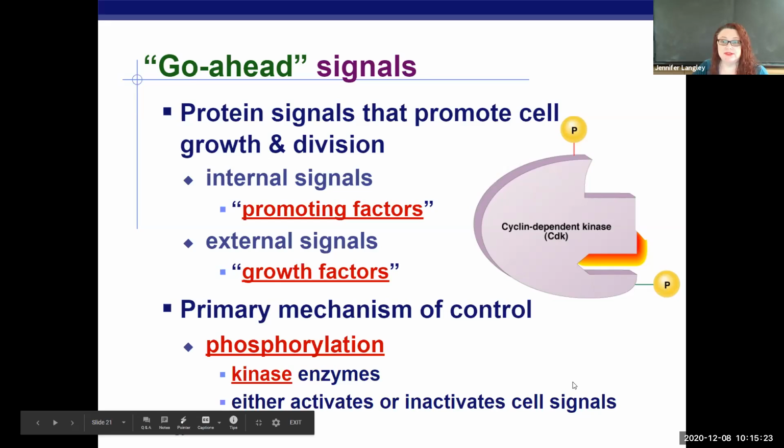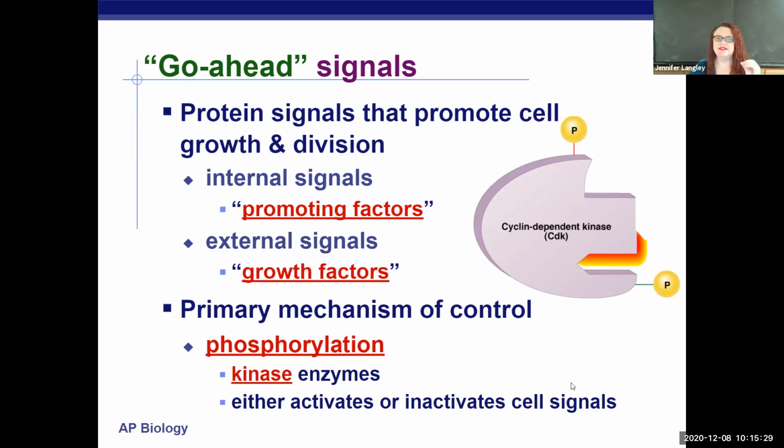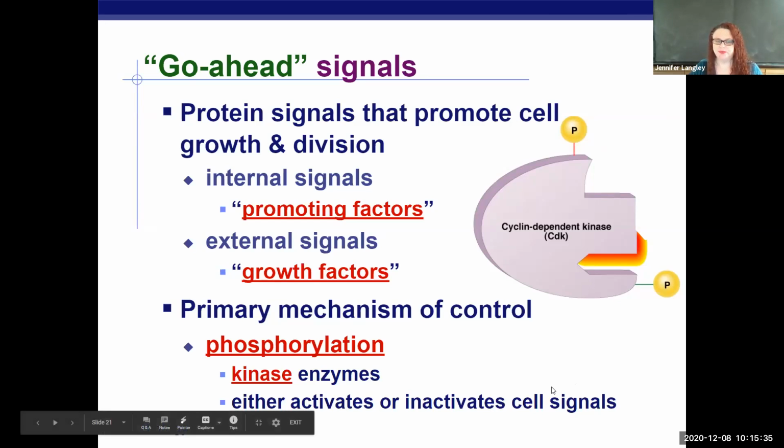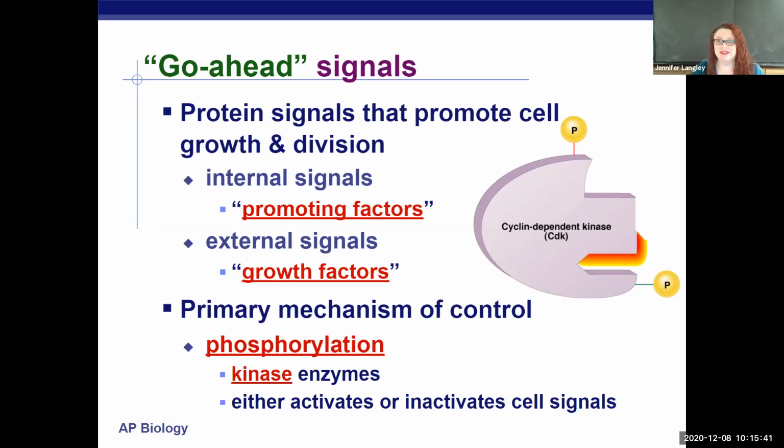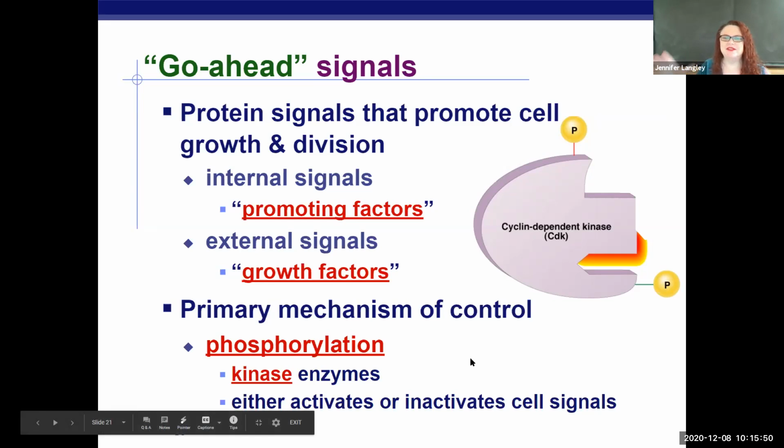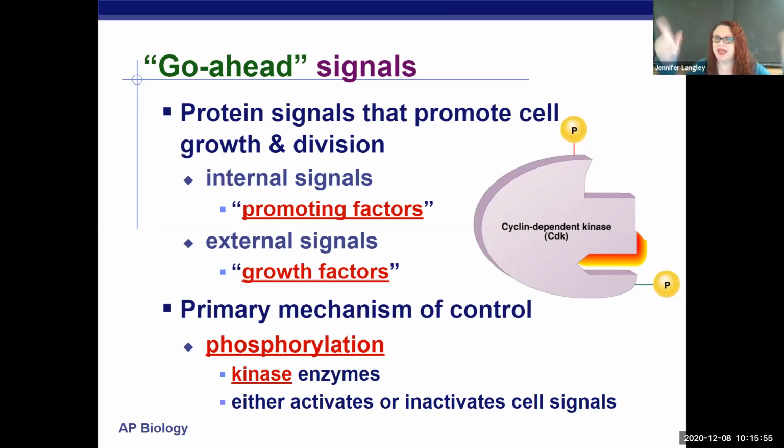Now, the go-ahead signals. So we said that there are those 3 stops, okay? And these signals are ones that promote cell growth and division. We have external signals, we have internal signals. Our external signals are going to be growth factors, okay? Some type of growth factor. And this could be general body growth. That means it's a hormone that's sent through our blood, and the cells receive that from one of our receptors on the cell membrane and send a signal in that says, okay, it's time to divide. It could also be an internal signal, something in the cell that's been triggered that says, okay, time to divide.